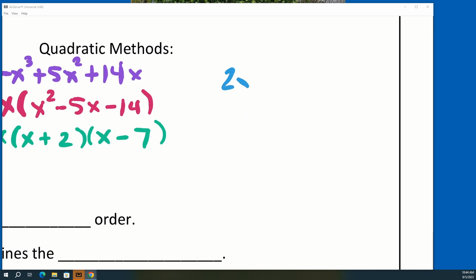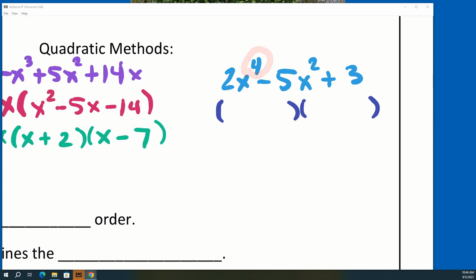So the other example with quadratic methods is going to be a quartic. We have 2x to the 4th minus 5x squared plus 3. Does this one have a common factor? No. All right. So I'm going to do the same thing. It's slightly more challenging for 2 reasons. One reason, we have a 2 here instead of just a 1. The other reason is this is x to the 4th, which is kind of weird. So what we put here and here needs to give you 2x to the 4th when we multiply. Good. We're going to have x squared and x squared to get the x to the 4th.